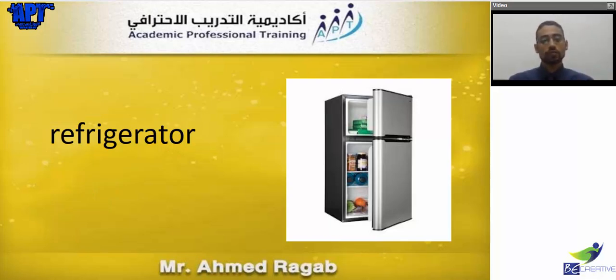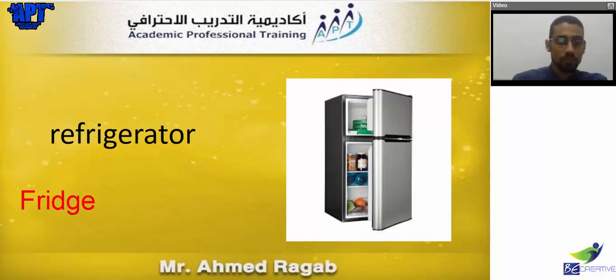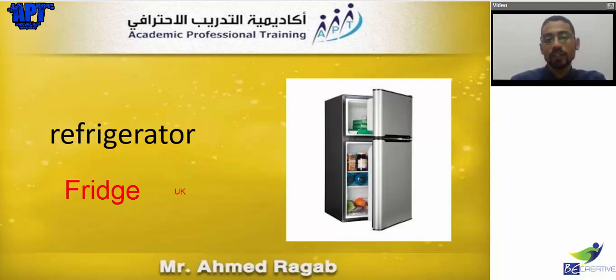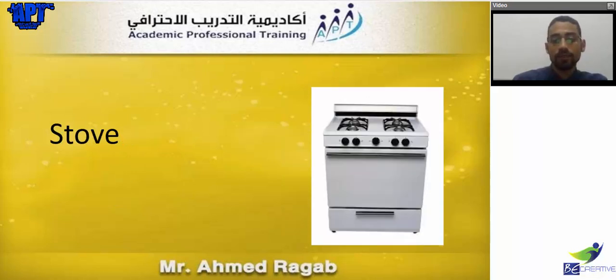What's this? Refrigerator. So you say it like this: refrigerator. Now this is American. British is fridge. So the British one, the UK one, is fridge. Okay? Let's go next.